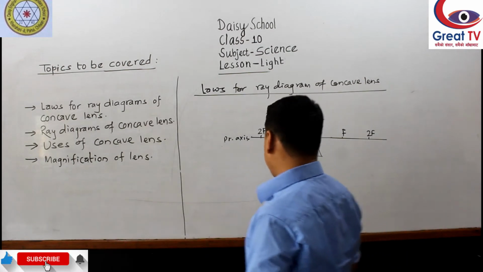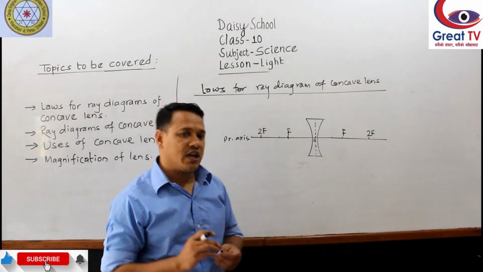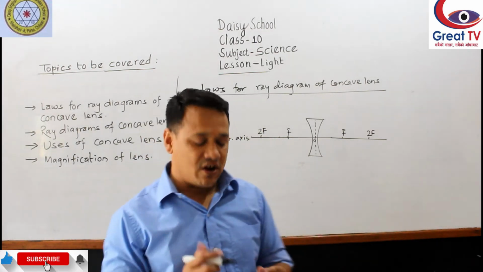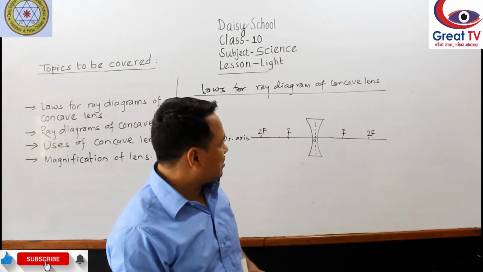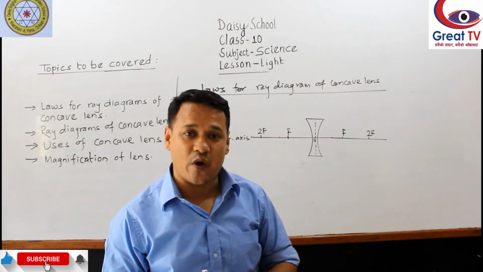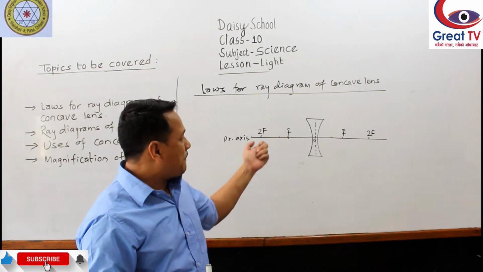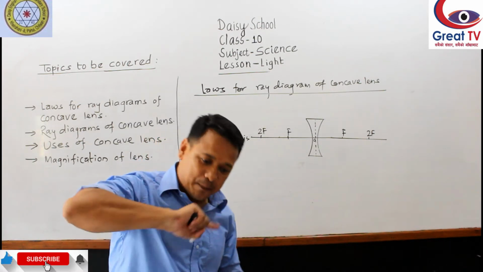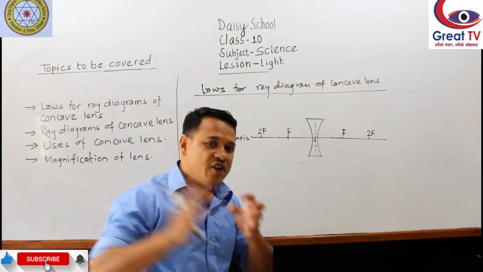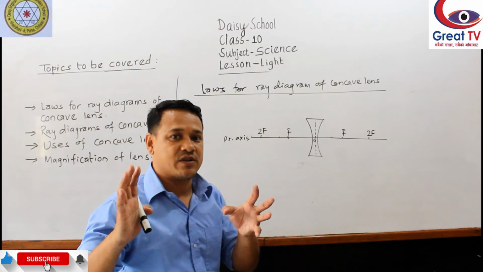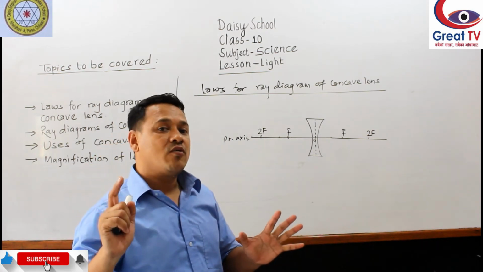Laws for ray diagram. First one, you know concave lens is a diverging lens. In convex lens we have discussed, when a ray of light parallel to the principal axis is incident on the convex lens, then it passes through the focus point. But in concave lens, a ray of light parallel to principal axis appears to diverge from the focus point. Appears to diverge, not from the focus point, only appears to diverge. Actually the light ray diverges from the lens, but appears to diverge from the focus point.